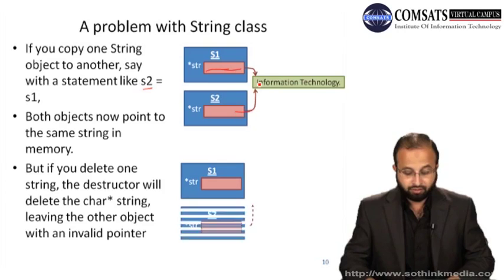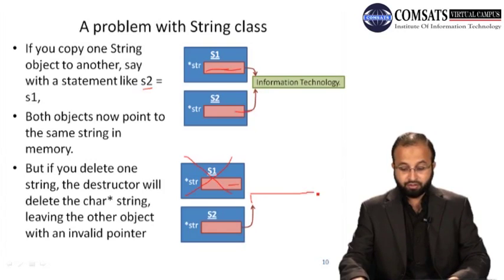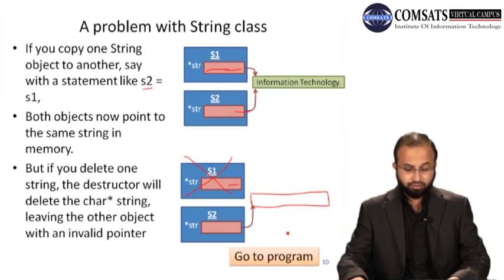Like s1 एक ऑब्जेक्ट है, s2 एक ऑब्जेक्ट है. अब आपने डिलीट कर दिया s1 को, for example you have deleted s1, then this also deletes str as well. This means that वो जो memory allocate की थी यहाँ पर information technology की, this will be no longer available to object s2. Right, now let's go to the program.